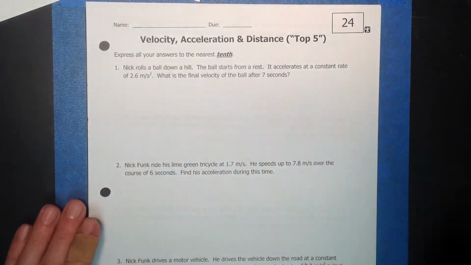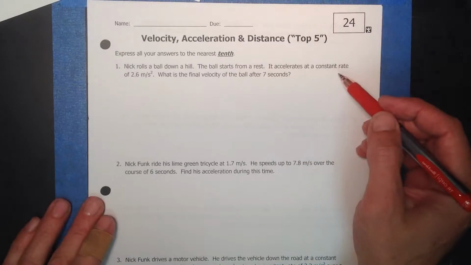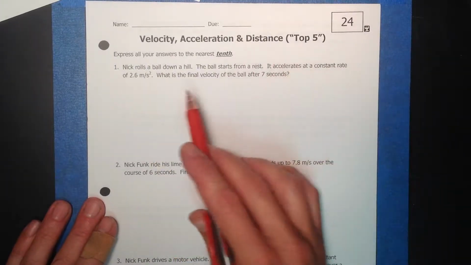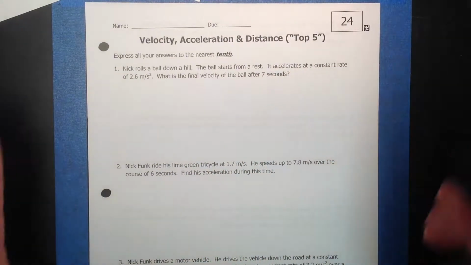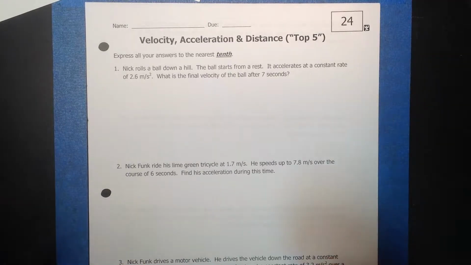Nick rolls a ball down a hill. The ball starts from rest. It accelerates at a constant rate of that. What's the final velocity of the ball after 7 seconds? So this is the best thing to do: write down the variables here.